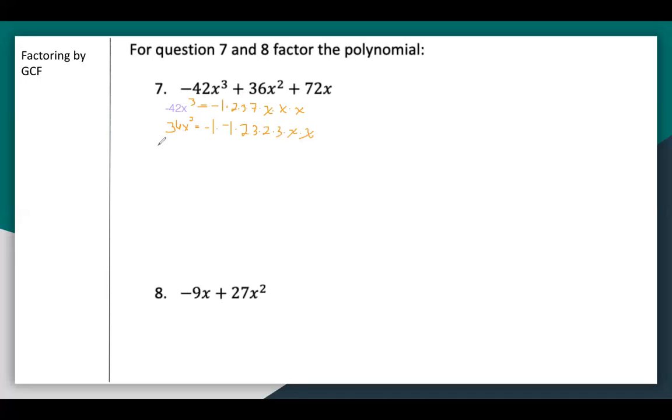Okay. And very similarly here, 72x is positive, but I know I'm going to be factoring out a negative 1. So I'm going to do negative 1, but to make this positive, I need to multiply this by negative 1 again. And 72 is 8 times 9. Well, 8 is 2 times 2 times 2. 9 is 3 times 3, and then times x at the end.